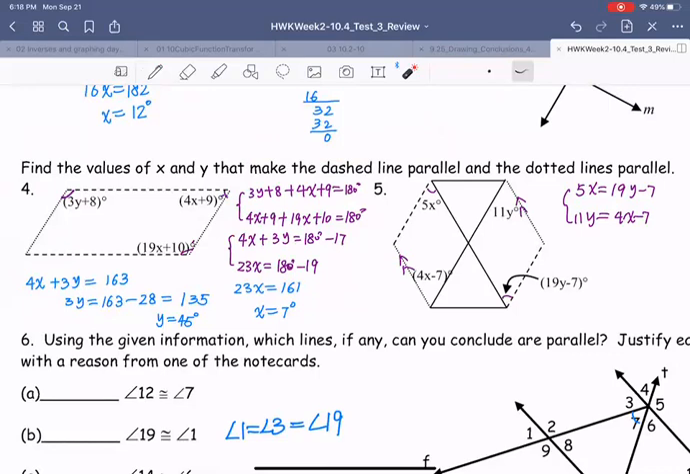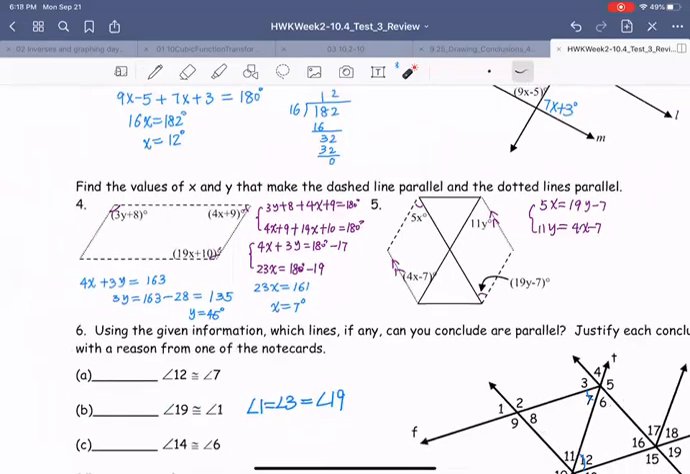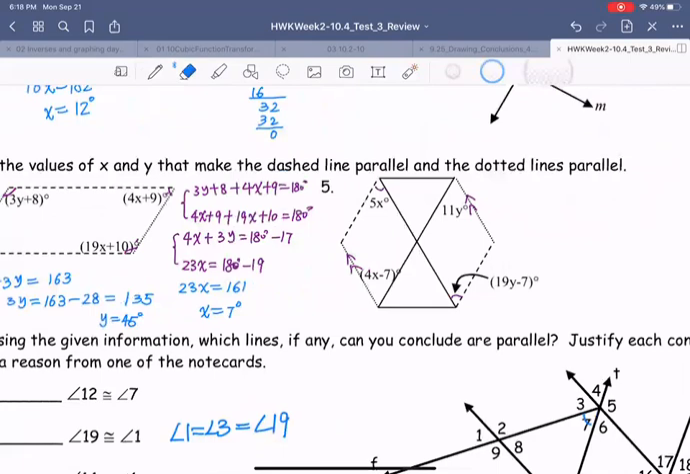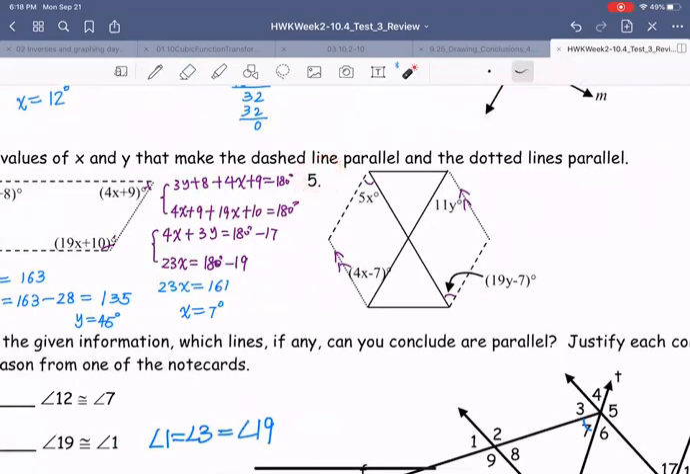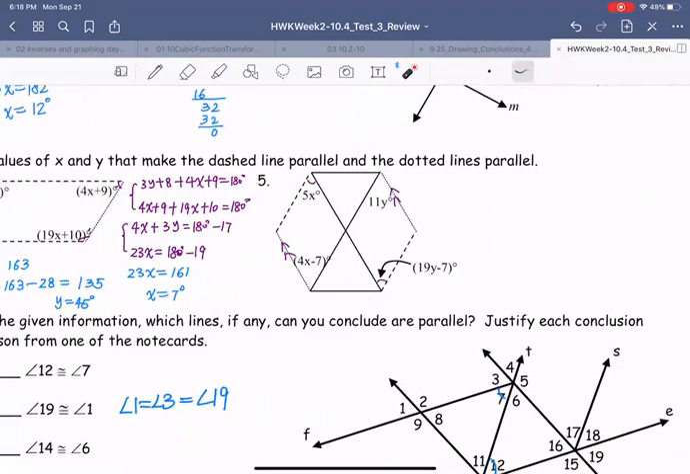All right, let's be careful about those calculations. Even though it's very simple, we still want to get everything correct to get the full points. Now look at number 5. Go ahead. What do you think you want to list as your equations? This angle is 5x. And this angle over here is 11y.